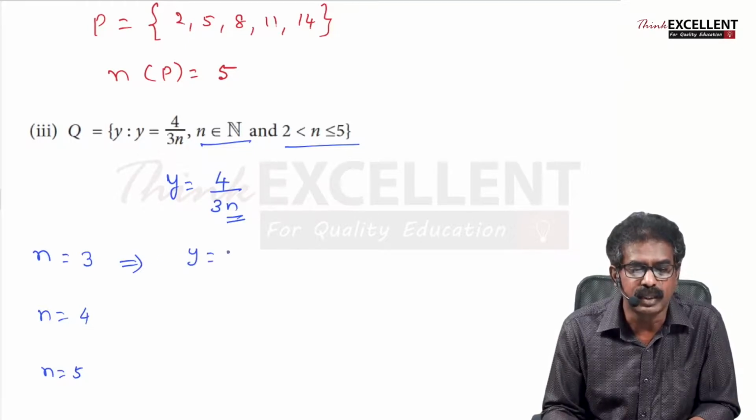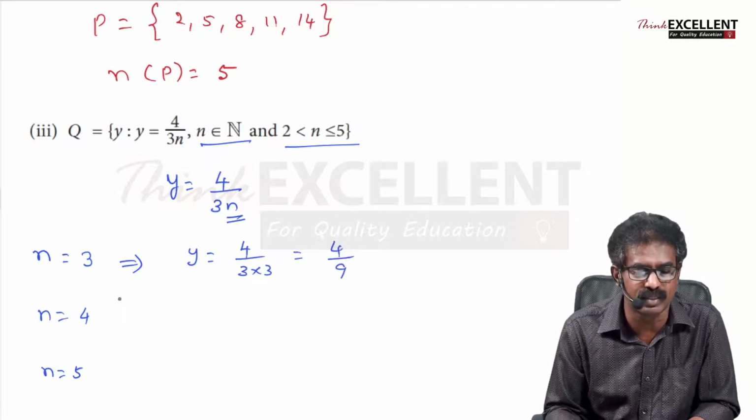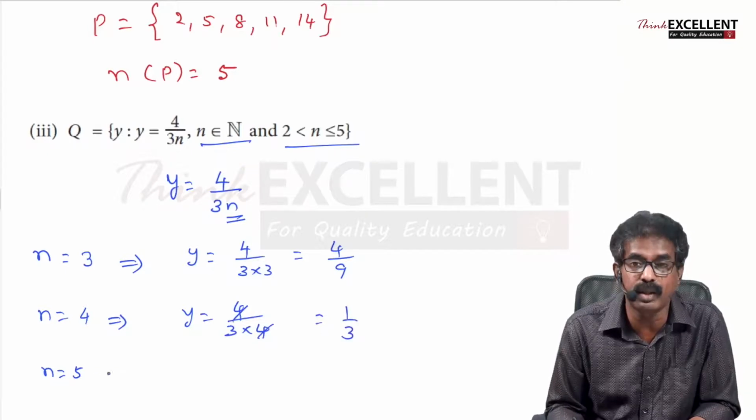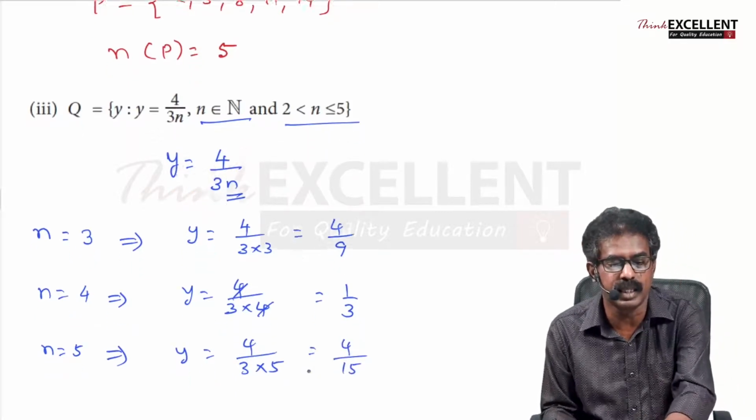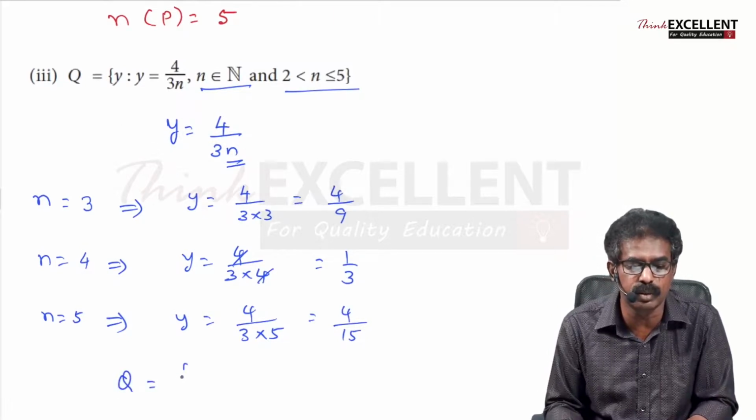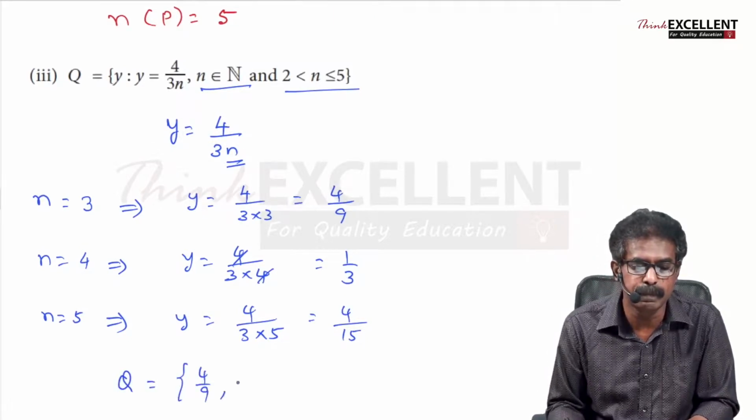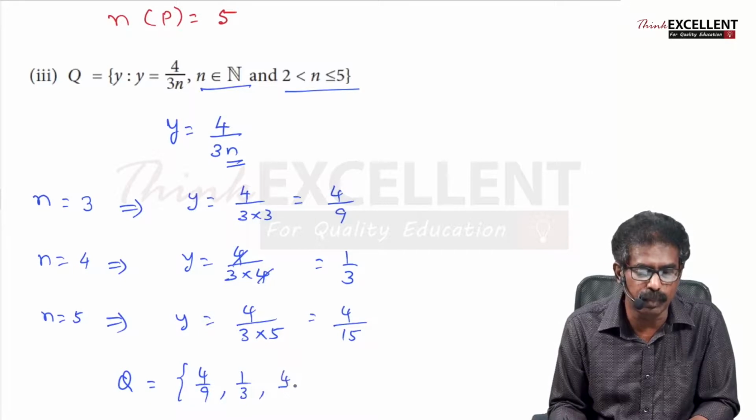For n put 3: 4 by 3 into 3, so you are getting 4 by 9. That is the first value. Put n equal to 4, so y equals 4 by 3 into 4. Cancel the 4, your answer is 1 by 3. Put n equal to 5, so y equals 4 by 3 into 5. You can't cancel anything; 4 by 15. These are the three answers: Q equals 4 by 9, 1 by 3, 4 by 15.